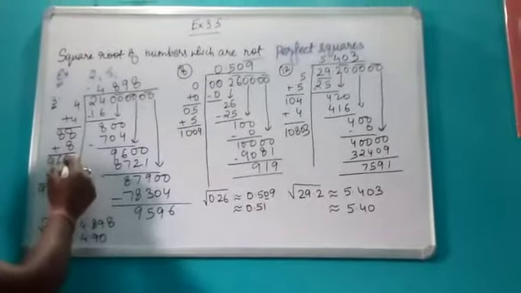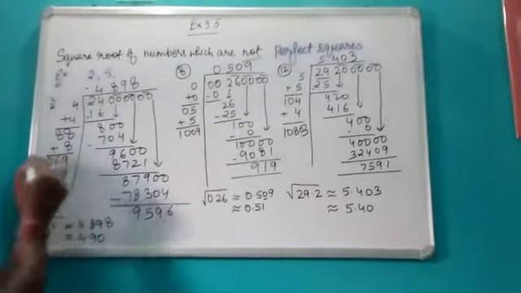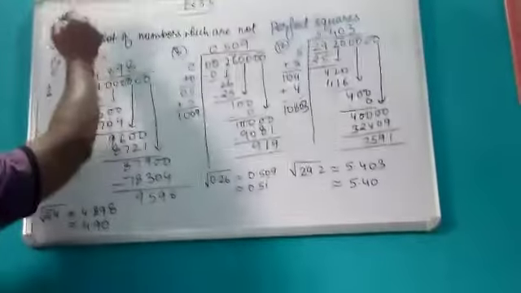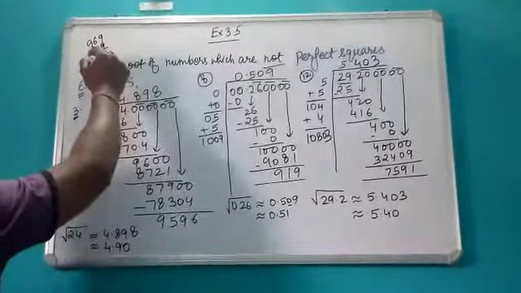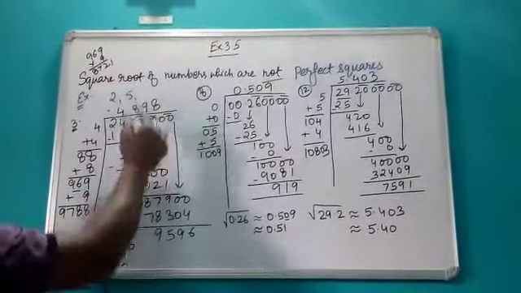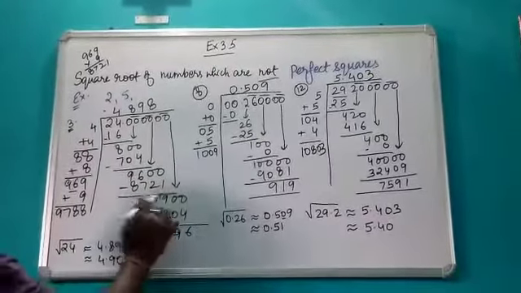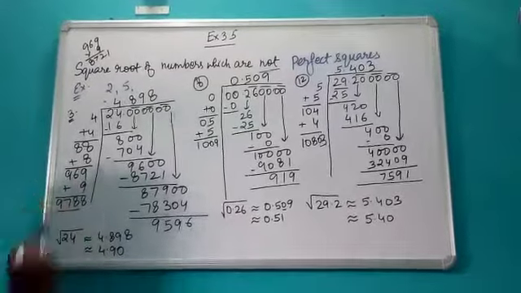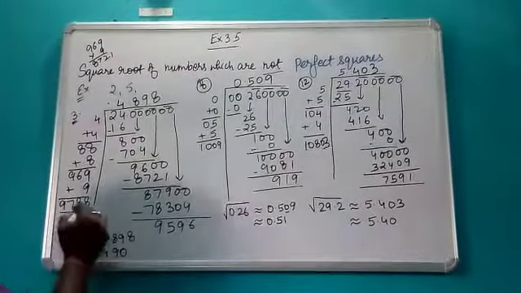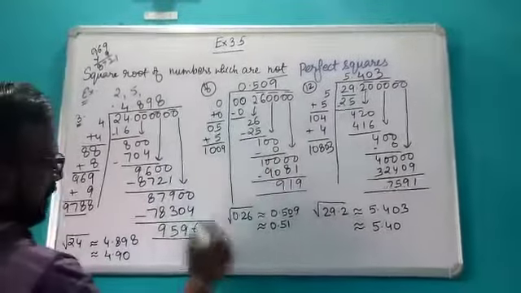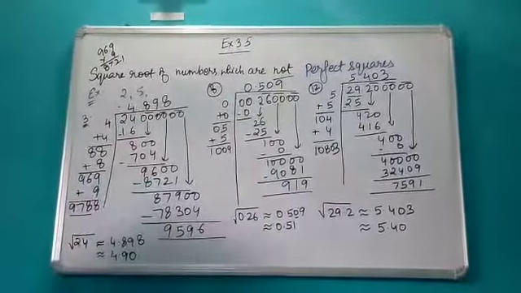Then again we will put one value, suppose we have put 9. So when you multiply 969 into 9, you will get 8721. So this is nearest to this, so it is 9. Then again we will subtract, you will get 879 and 969 plus 9 will be 978. At the last we will put 8. So when you multiply, you will get 78304, that is 9596. Okay, we will solve it till here.